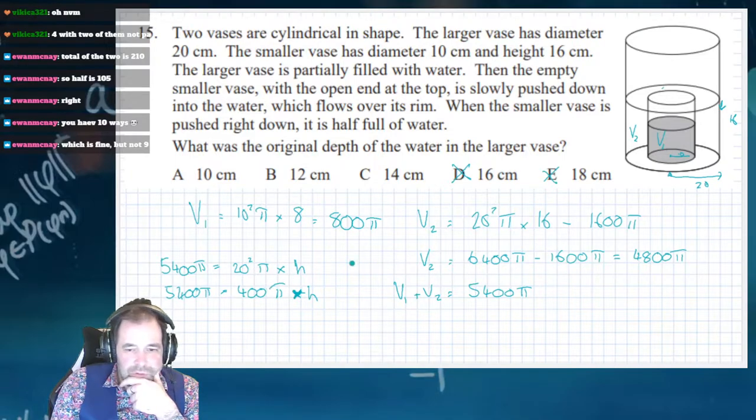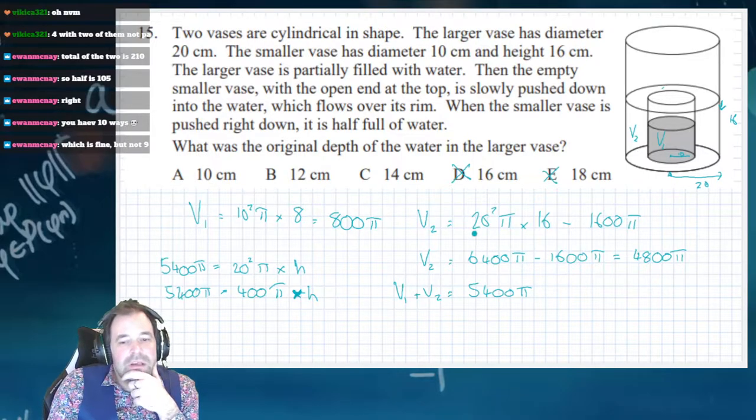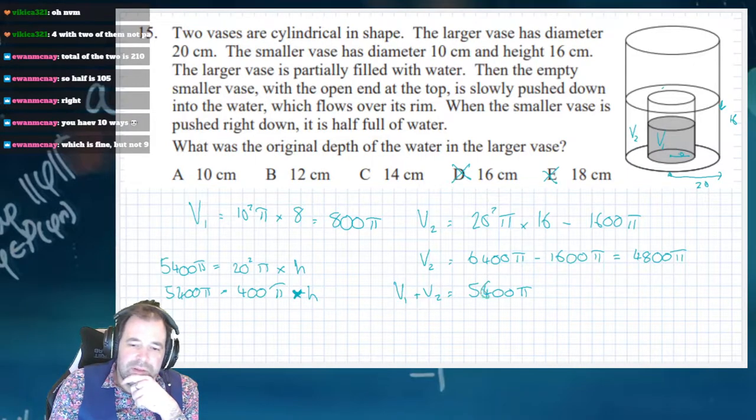20 squared is 400. I think if anything I've done wrong, it's probably getting the 6400. So 20 squared is 400. 400 times 16 is 6400. Double that is that. So this is that. 5600. 800 plus 4800 is 5600. So that's 56. That's 56. And how many 400s in 5600? It's 14. That equals h. So I was wrong with my guess of 12.